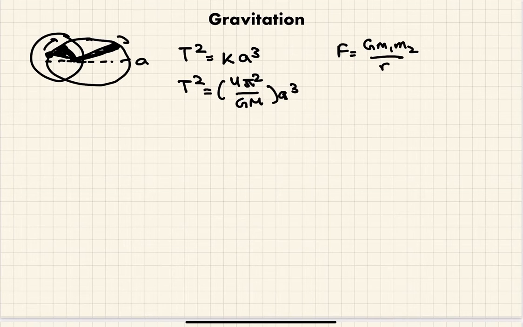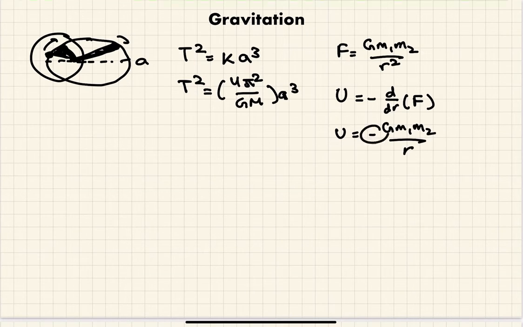We know that the force is equal to G times m1 m2 over r squared. Now, we also know that the gravitational potential energy, or potential energy in general, is equal to the negative of the integral of the force with respect to position. And so if you actually calculate it, you're going to get U is equal to negative G m1 m2 over r. And you might be thinking, why is it negative?